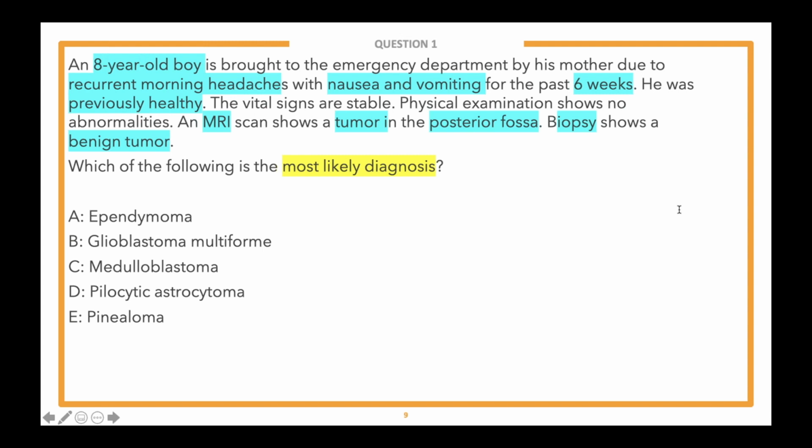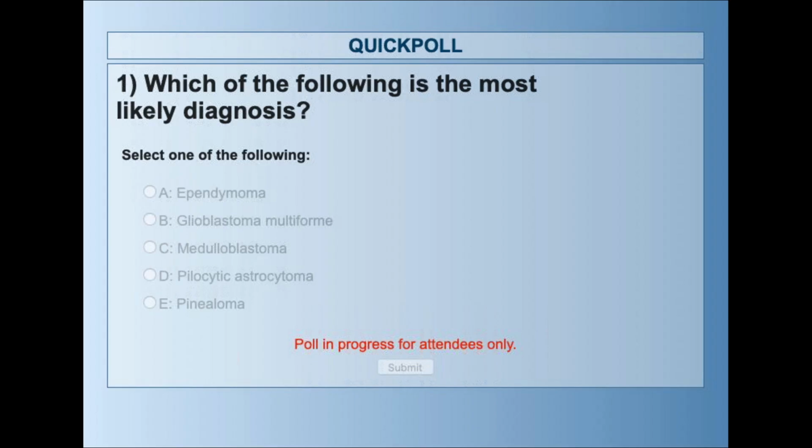So we're going to go ahead and open up that poll. Go ahead and select the answer choice you think is the best answer. We'll talk about it in just a few seconds. Excellent. Thank you, Paris. The poll is open. Once again, we'll wait until about 2/3 of you have responded before moving on.